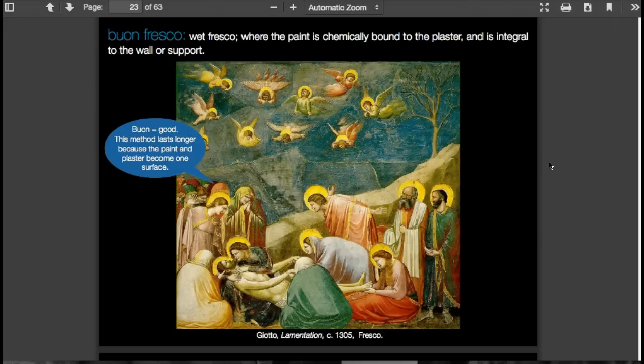So instead of having paint and then another material on top of that, or having plaster and then painting on the plaster, you have this one surface. Because of this method, these paintings tend to stand the test of time a lot better. Here, this is from 1305, and yet we still have really beautiful colors. It hasn't broken down as much as it could have. Think of this good fresco: it stands the test of time because it was done wet on wet, wet paint on wet plaster, and they bound together.